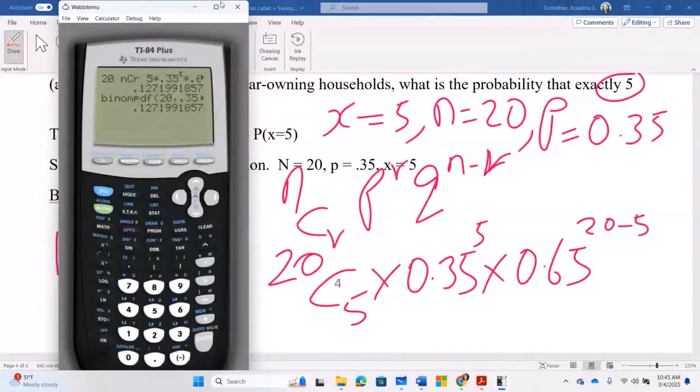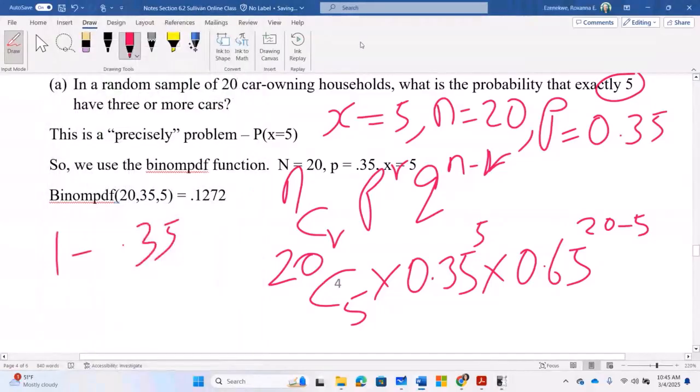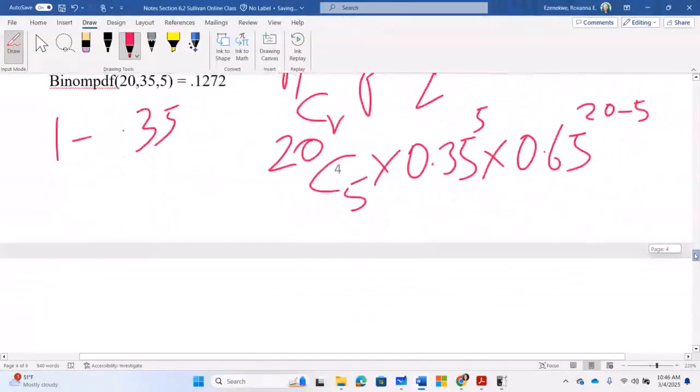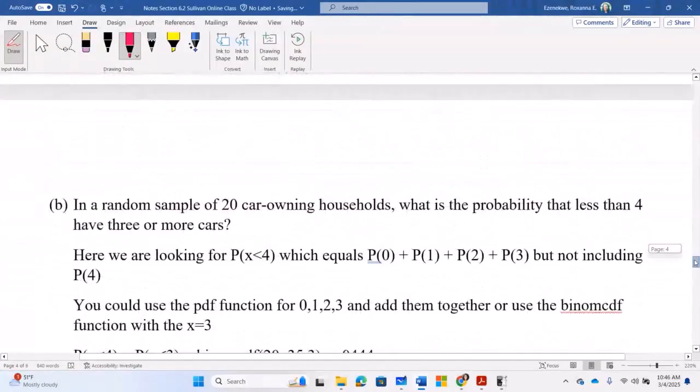So we calculated the probability that in a random variable of 20 with probability of success of 0.35, the probability of choosing 5 out of 20 is 0.127. In other words, 127 out of 1,000 number of successes. Okay, so we are still going down. We can be asked to find the probability of an exactly event.